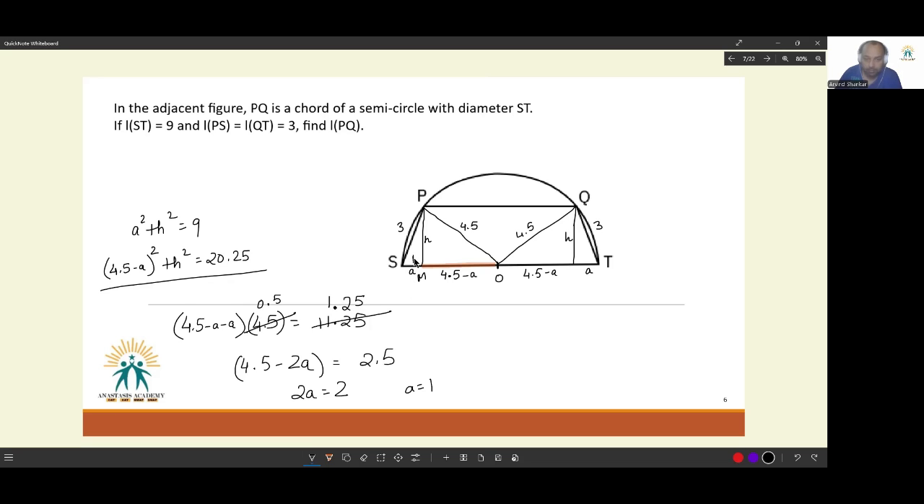Now see, if SM is equal to 1 and this A is also equal to 1, MN, let me call this, MN will be equal to 9 minus 2, 7, which should also be equal to the length of PQ. The length of PQ will therefore turn out to be 7, which will be the answer to this question.